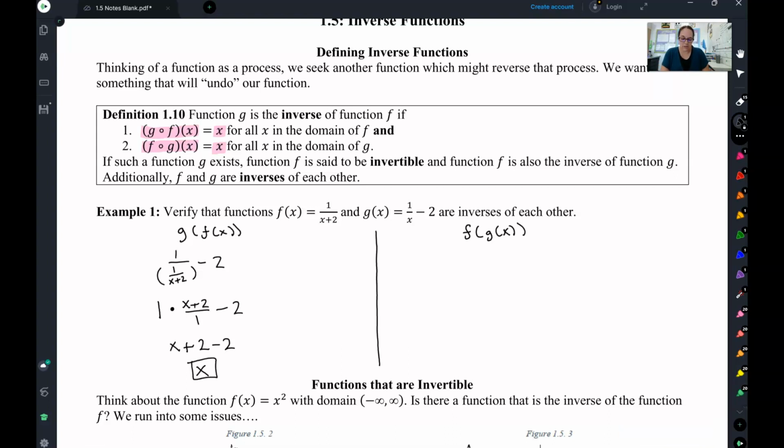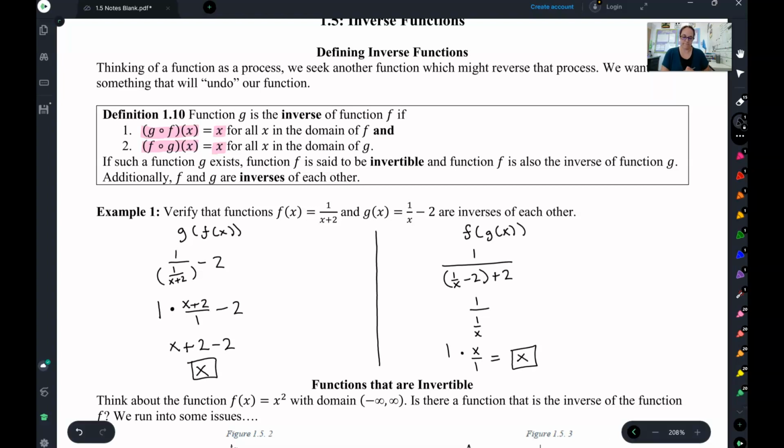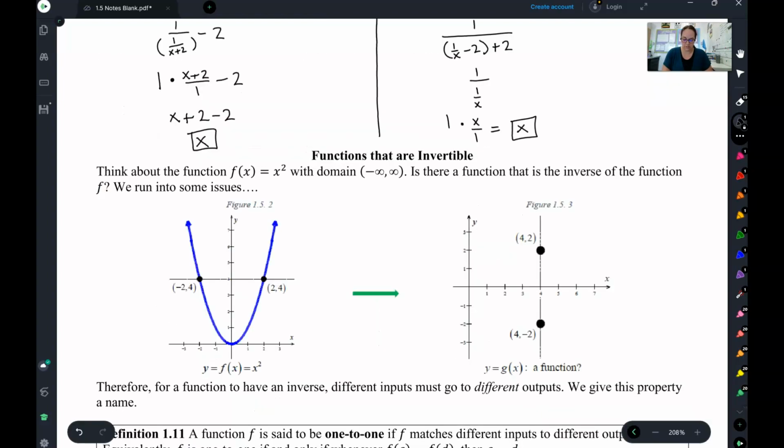Now we're going to plug g into f. So here's my 1 over x plus 2. That is my f equation. And I'm going to plug g into that. So there's g plugged into f. So first thing I notice, this is minus 2 plus 2. So that's just going to go away. Then keep switch flip, keep the numerator, switch to multiplying, flip the denominator. And 1 times x over 1 equals x. Ta-da! So we did g of f and f of g. They both equaled x, so we know that these two things are inverses.